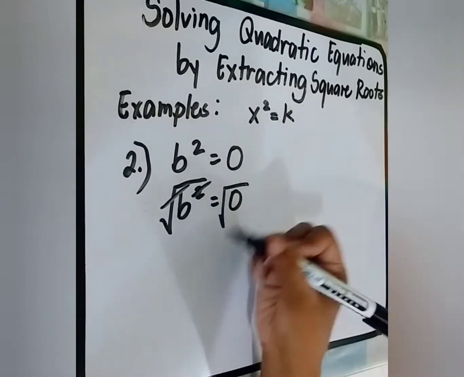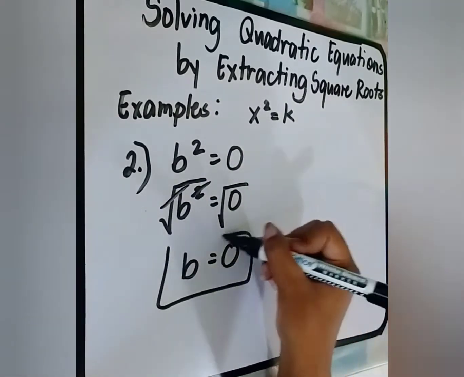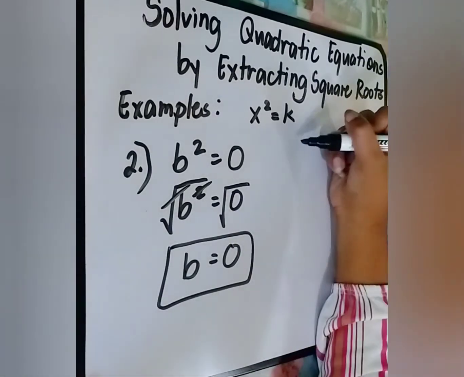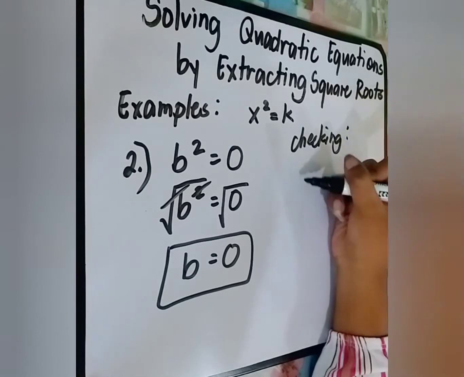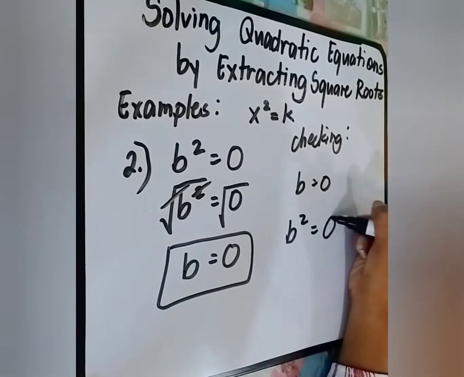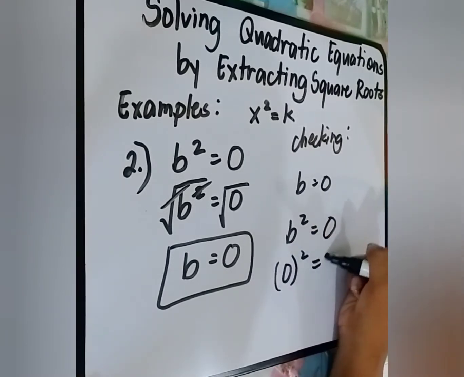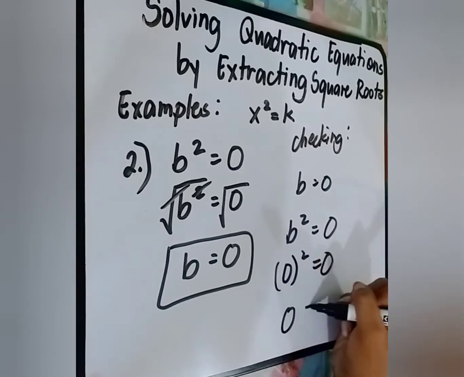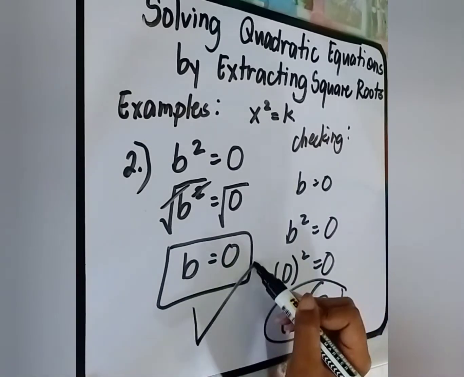Our answer is 0. So, kapag 0 ang k, ang value ng ating equation is 0. Kasi walang positive or negative ang 0. 0 lang siya. Okay, let's do the checking. So, substitute b to 0. So, 0 squared is 0 is equal to 0. Okay, that's correct.